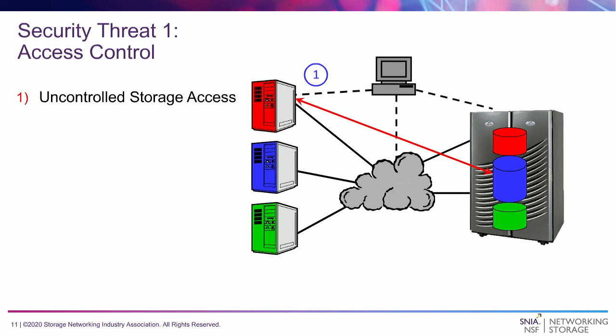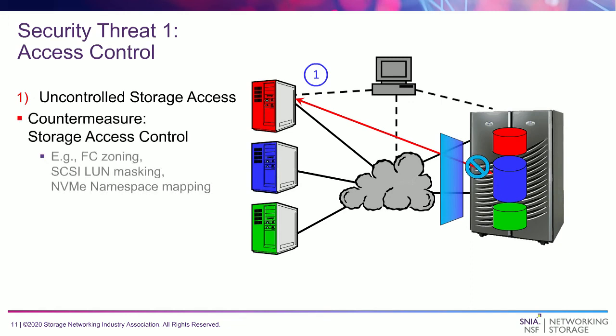The red server is trying to access the blue storage. The way in which that is done, we have a filter that can happen at the storage level or at the network level, in which basically we define access control. And they say, no, only blue can access blue, red cannot access blue. And so Fibre Channel zoning is an example of access control that can be used here, SCSI masking or NVMe namespace mapping, depending on the technology your storage is using. You have multiple ways in which you can try to implement access control rules on your storage network.